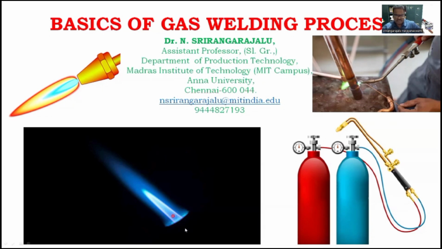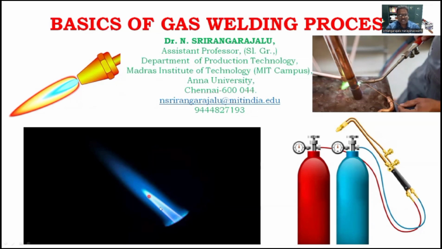So you will get the flame like this. You can adjust this flame. Initially, a light yellow color flame comes out like this. After that, you can adjust the oxygen and acetylene gas, and you will get different types of flames, that is, oxidizing flame, carburizing flame, and neutral flame. Different types of flames are used for different types of welding. Flames will be like this.